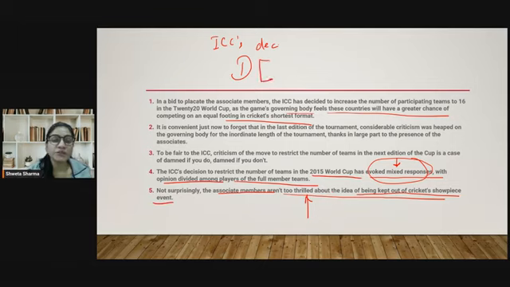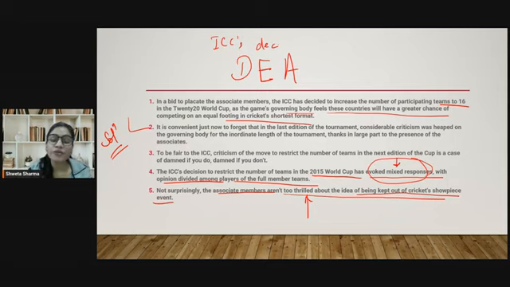So D, E, and then it is convenient just now to forget. Now this is more like a solution, what we can do. But before the solution, do other sentences also talk about such responses? And what was the response given by the ICC? So in a bid to placate the associate members, the ICC has decided to increase the number of participating teams. First they are upset, a mixed response is coming. Associate members aren't too thrilled. They're not very excited about the idea of being kept out of the cricket showpiece event, right? So we have A. To placate them, what has been done, right?